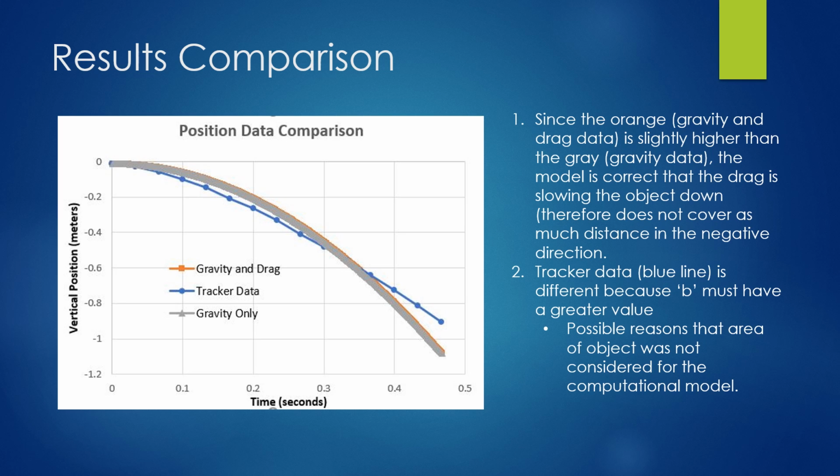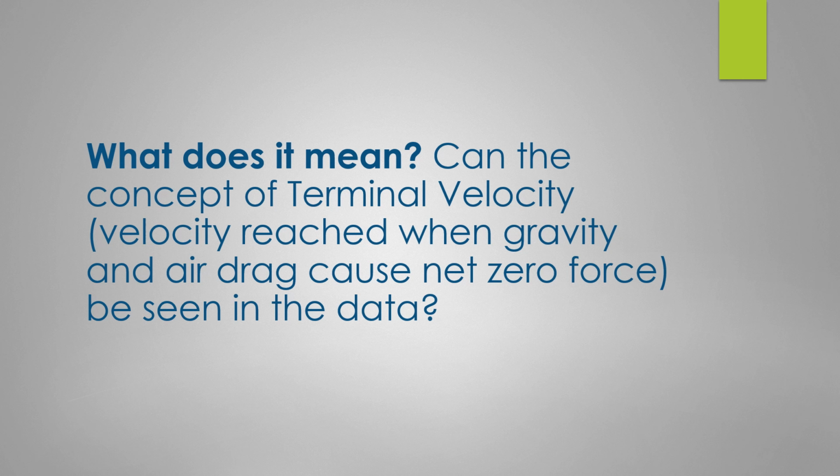The Tracker data line shown by the blue dots is affected more by drag than the computational models at the later time, but is affected less so from times leading up to 0.3 seconds. This can be attributed to the computational models being based off of a velocity squared relationship. Since the orange line, the gravity and drag data, is slightly higher than the gray gravity data, the model is correct that the drag is slowing the object down, therefore it does not cover as much distance in the negative direction. What does it mean?